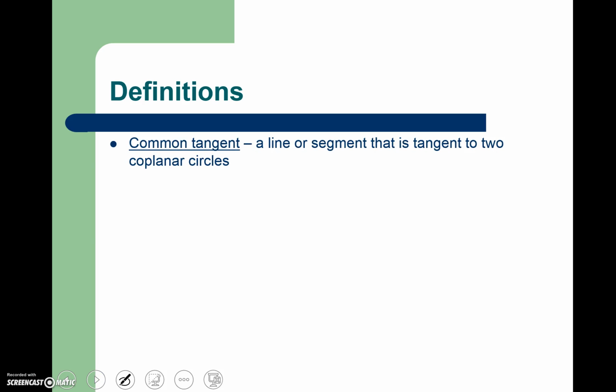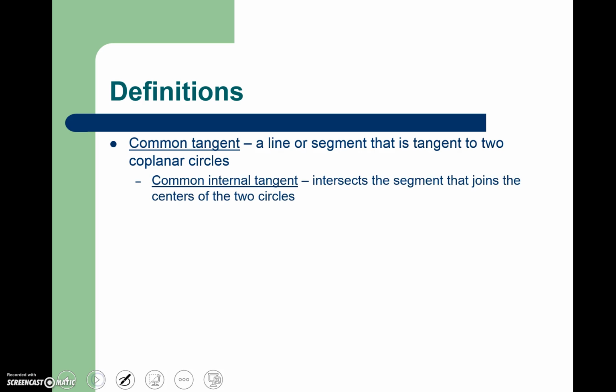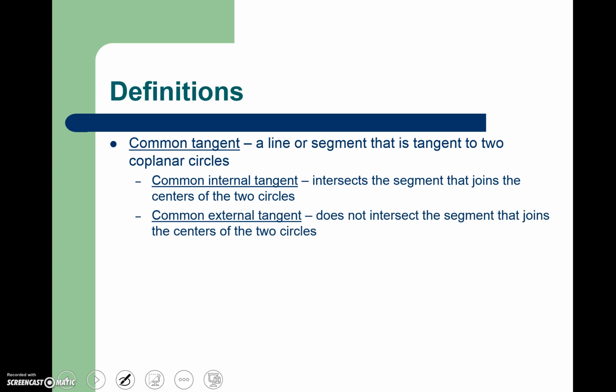Moving on, we have ourselves a common tangent. So tangents hit circles only once. A common tangent is in relation to 2 circles. And this is a line or a segment that is tangent to 2 coplanar circles. A common internal tangent would be when they're intersecting in between the 2 circles. So it's a segment that joins the centers of the 2 circles. A common external tangent does not intersect the segment that joins the centers of the 2 circles. So these are on the outside.